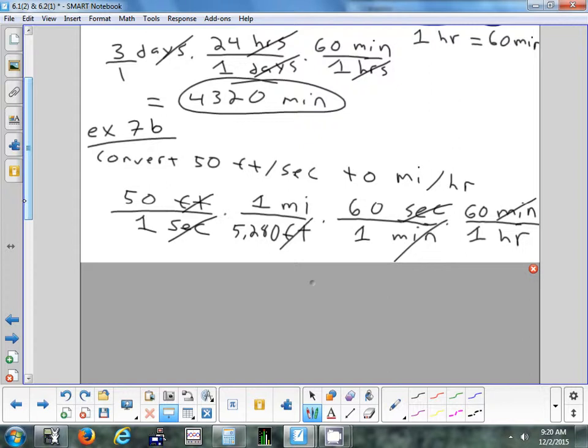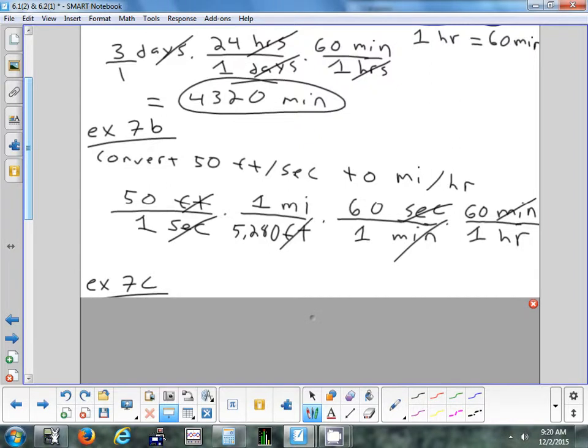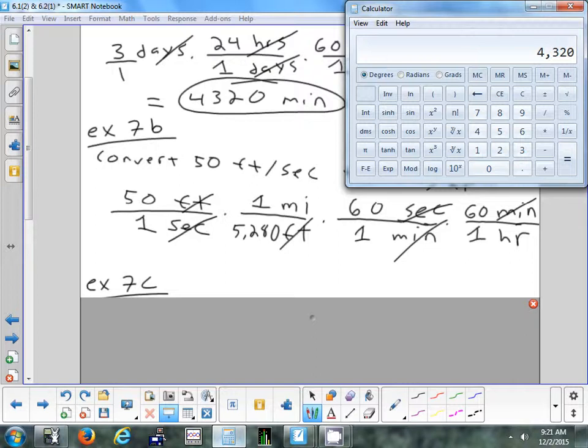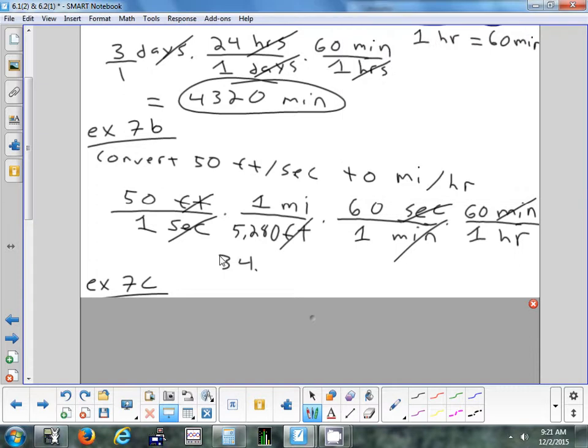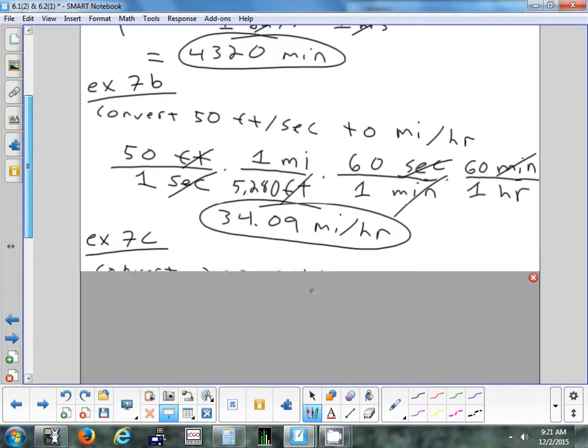Okay, now we multiply it out. This time I do have a denominator. Okay, so let's just see what we get. So 60 times 60 is 3,600 times 50 divided by 5,280. Okay, so that's a speed of about 34.09 miles per hour. And you can write mph, or you could just write miles per hour. That's fine. Okay, any questions on that one?